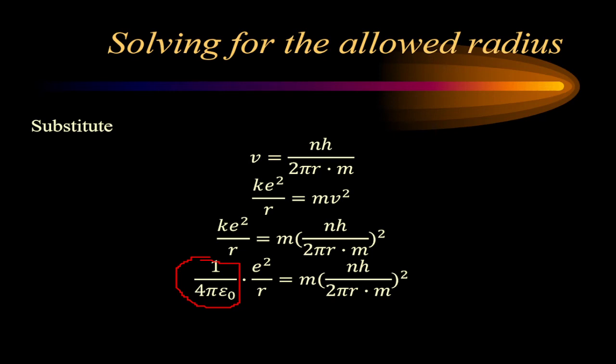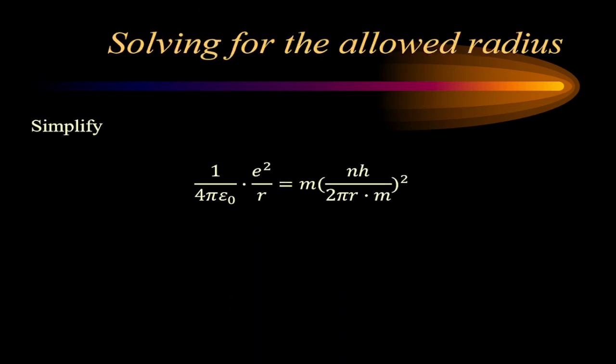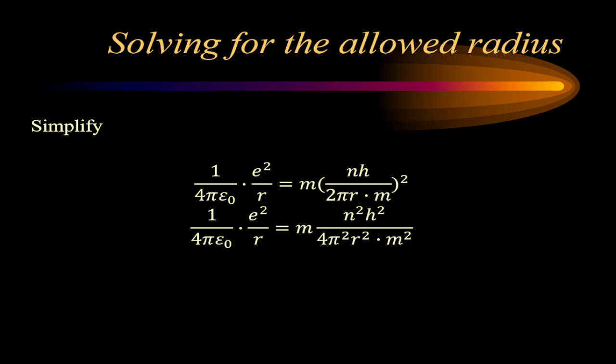So we just rewrite it in terms of a few constants. Here e is the basic charge, the fundamental magnitude of charge, which is 1.6 times 10 to the negative 19 coulombs, and we square that, and here we have r. Once you simplify this, you're going to have 1 all over 4 pi times vacuum permittivity times e squared all over r, equal to n squared times h squared all over 4 pi squared r squared times m squared.